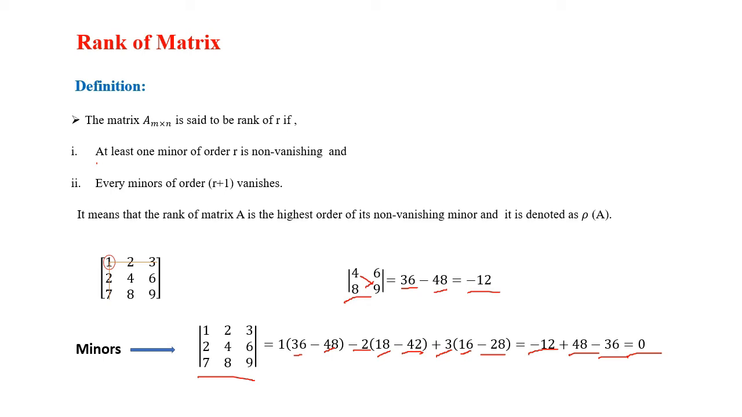So it means that I have at least one minor of order 2 which is non-vanishing and every minor of order R plus 1, that is 3, vanishes. Why do we say every minor? Because this matrix has only one minor of order 3 and that is vanishing. It means every minor of order 3 vanishes and we got one minor of order 2, which is non-vanishing. It means the rank of given matrix is what? 2. This is a very simple definition, and very simply we can find the rank of a matrix.